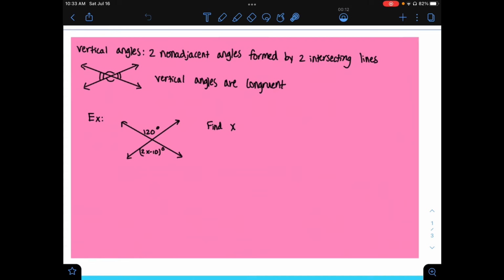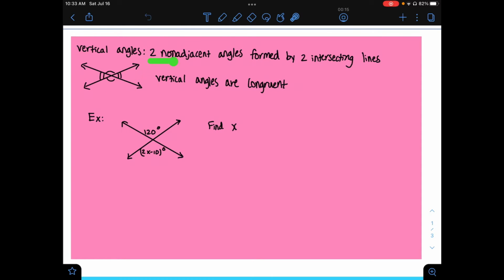Here we have vertical angles, which are two non-adjacent angles, which means they're not next to each other, not touching, that are formed by two intersecting lines. Intersecting lines means that they meet in one place. Then vertical angles are congruent. As you can tell here, this angle and this angle are congruent, and this one and this one are congruent.